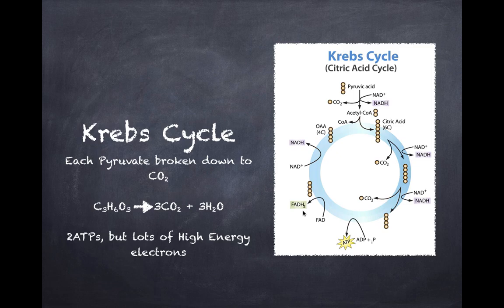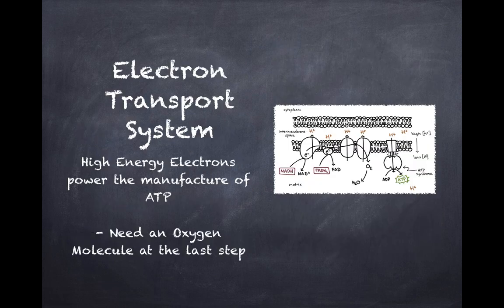So in glycolysis, we made 2 ATPs. In the Krebs cycle, we made 2 ATPs. We've broken down all the glucose. The glucose is gone. It's gone back into the atmosphere in the form of CO2 that plants can use to rebuild glucose. But we can take those high energy electrons being carried by NADH and FADH2 to the electron transport system. And here, the high energy electrons are going to power the manufacturing of ATP.